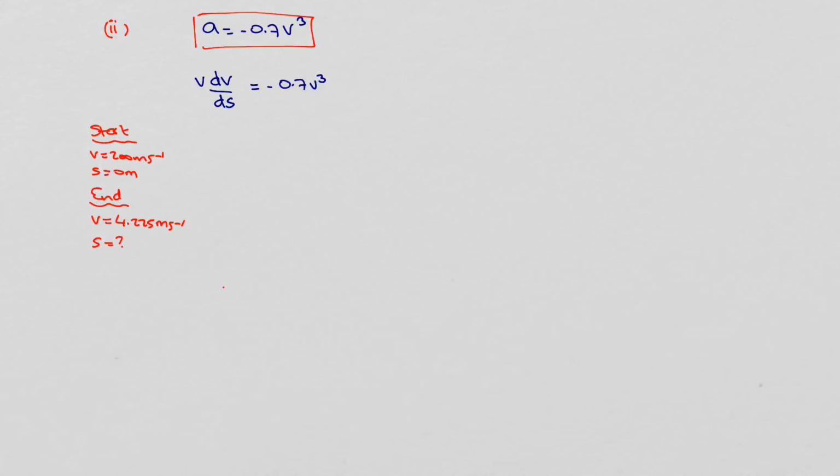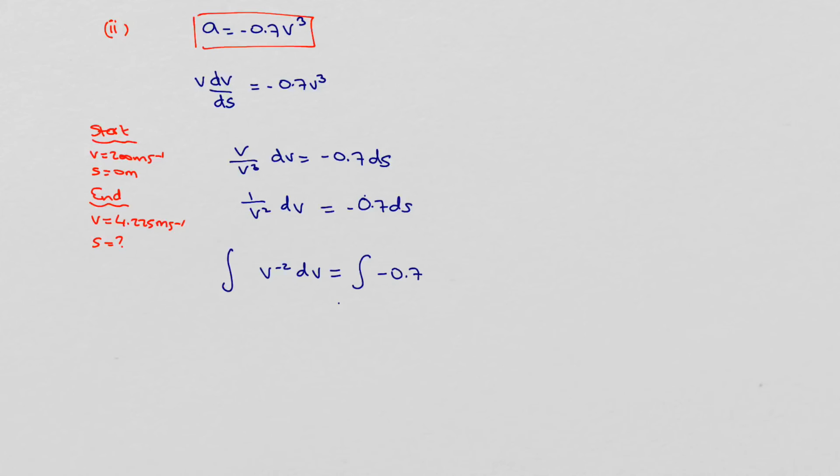Okay, so let's rearrange this equation so that we get all of the v's on the left and everything else, the s's, on the right. So we're going to have v divided by v cubed, dv, is equal to minus 0.7 times ds. In other words, that's 1 over v squared dv is equal to minus 0.7 ds. And if I'm setting that up as an integral, it's going to be v to the power of minus 2 dv equals minus 0.7 ds, upper limits: don't know for s, and for v it's 4.225; lower limit for s is 0, and lower limit for v is 200.